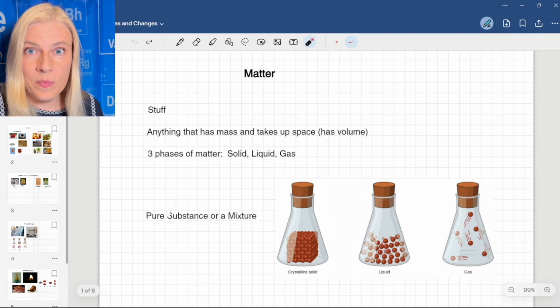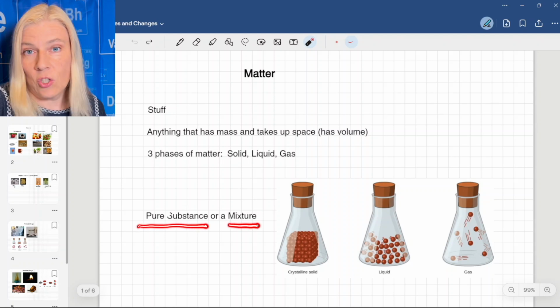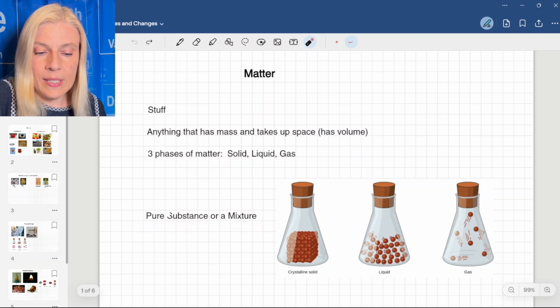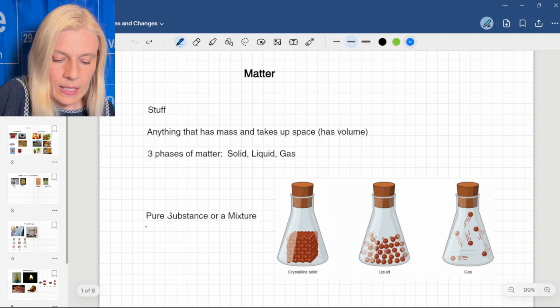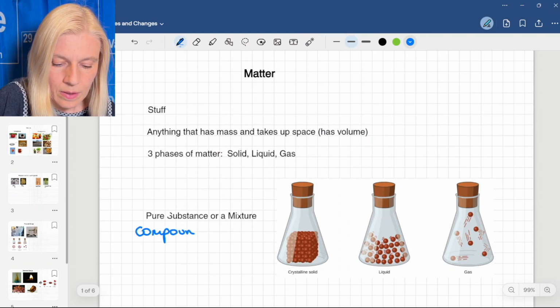Everything in matter is one of two things. It's either a pure substance or it's a mixture of these pure substances. All right? And pure substances can be two things. It can be compounds or elements.